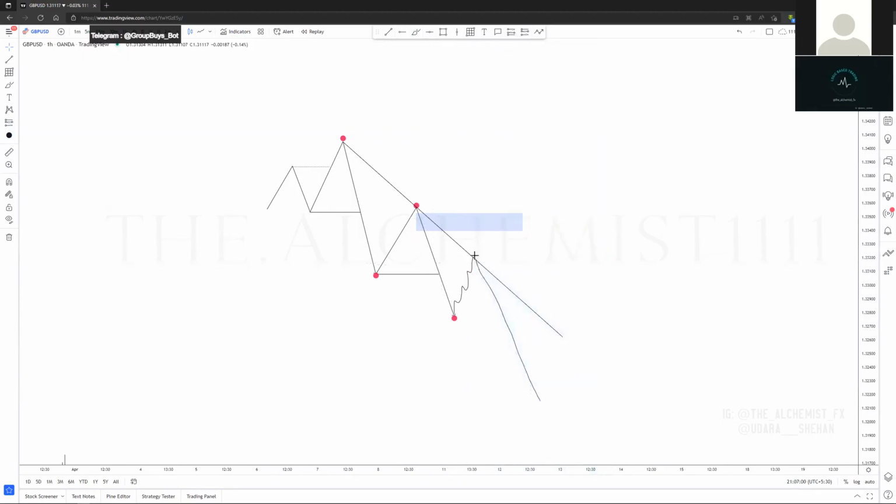Same place. We're calling ourselves smart money traders, and we're also placing the stop loss at the same place. So there's no difference at all.